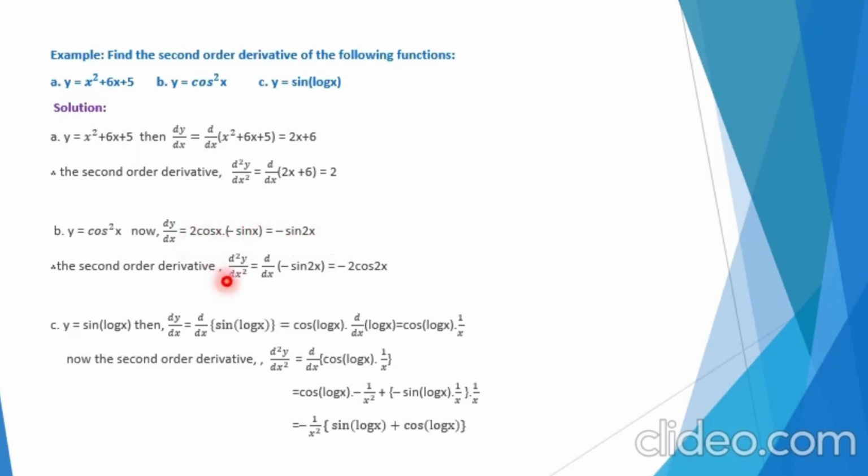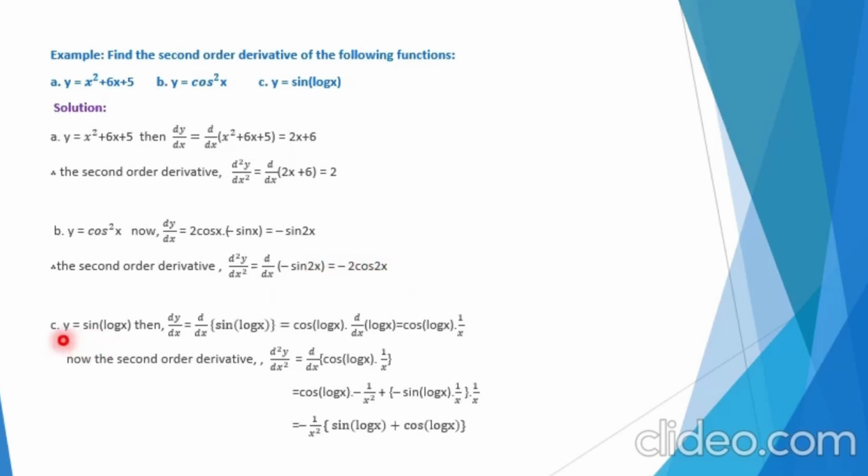Now the second order derivative of the function, d²y/dx², equal to d/dx of (minus sin 2x). The derivative of sin x is cos x. Therefore the derivative of sin 2x is cos 2x, and the derivative of 2x is 2. Therefore d/dx of (minus sin 2x) equals minus 2 cos 2x.